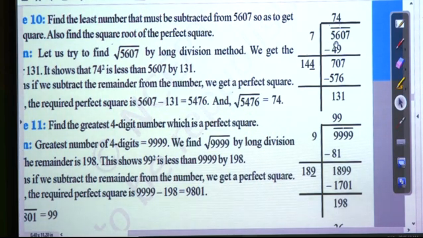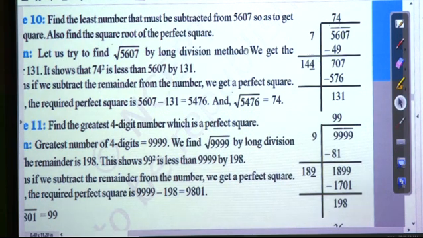56 is not a perfect square. So 6 square 36, 7 square 49, 8 square 64. 7 square 49 is less than and 8 square 64 is greater than. So we have to take a smaller value than 56. So 7 square is 49. 56 minus 49, 7 will remain. In the quotient 7, we are doing double of the quotient and we are writing here. So 7 double is 14 and a blank space is left.